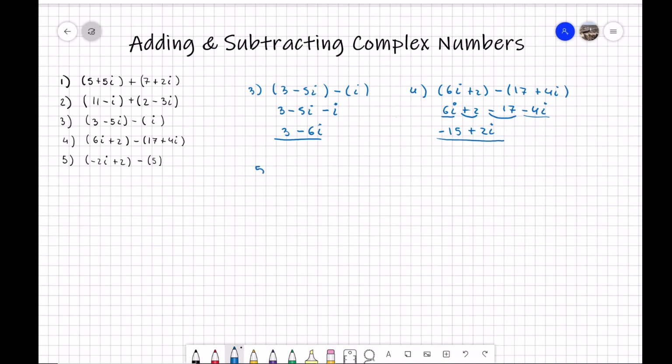And finally, number 5, we have -2i + 2 - 5. In this case, we have the real part, but we don't have the imaginary part. So we add the real numbers with the real numbers, and we end up with negative 3. And finally, we have the imaginary part, which is -2i. And that's all for today.